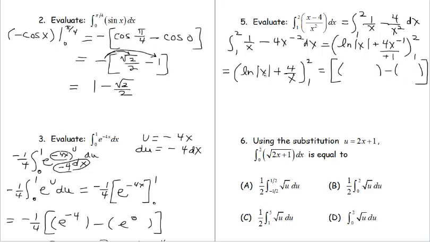Okay, so natural log of absolute value of 2. We can drop the absolute value signs because it's positive already. Plus 4 over 2, which is just 2. Plug in 1. Natural log of absolute value of 1 is just natural log of 1, which we know will be 0 in a second. And then plus 4 over 1, so just plus 4.